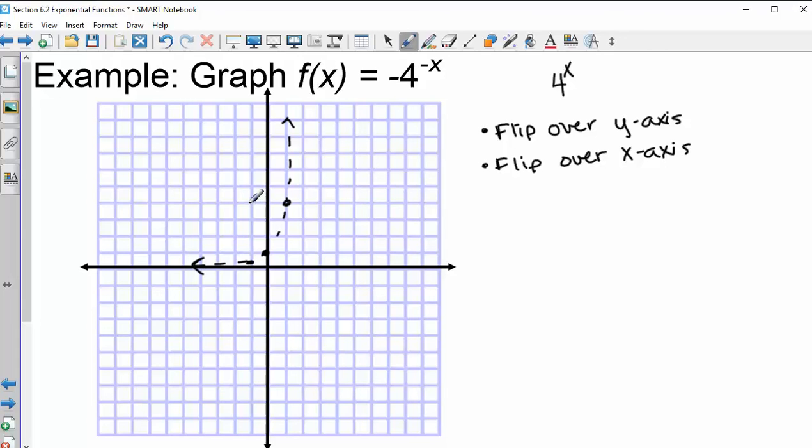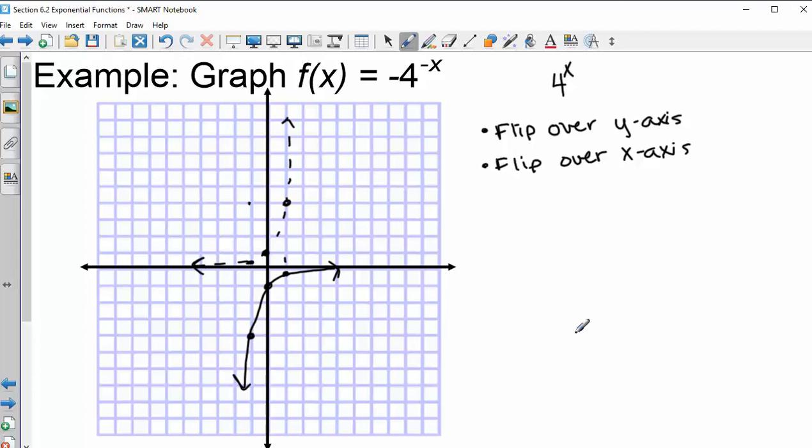it'll go over here, and then flip it over the x, comes down here. 0, 1, if I flip it over the y, it doesn't go anywhere, then flip over the x and it goes down. -1, 1/4, flip over the y, it goes to +1, flip over the x, it goes to -1/4. And so this would be my final graph.